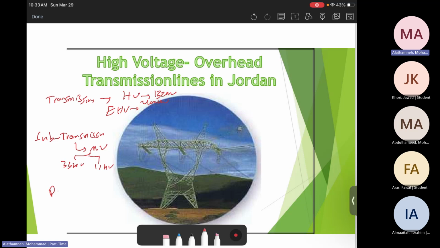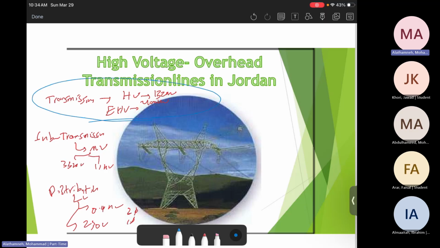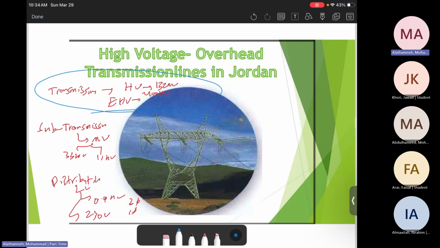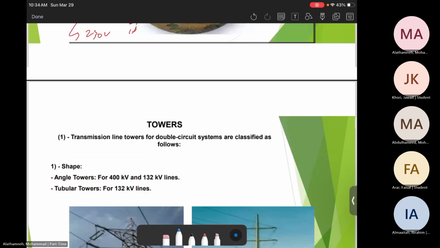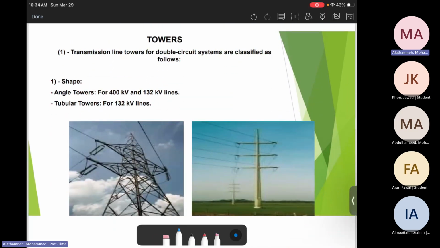The other thing, distribution, which is low voltage, the 400 volts or 0.4 kilovolts for three phase, or for a single phase, 230 volts. Okay, that's the overall picture. Now, today's lecture, we will talk about the transmission, which is high voltage and extra high voltage. Now, let's look at the transmission line, how it looks.